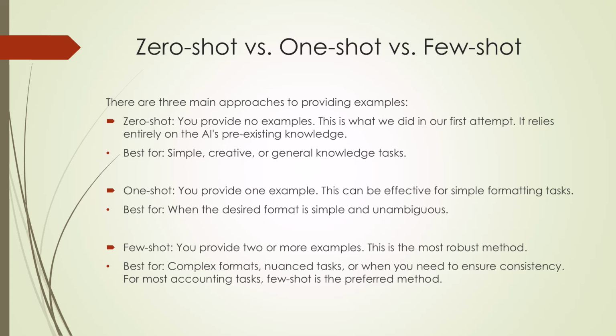The third and most robust method is few-shot, where you provide two or more examples. This is the best approach for more complex formats or nuanced tasks, or any time you need to ensure absolute consistency in the output. For most professional accounting tasks, the few-shot method is the one you will want to use.